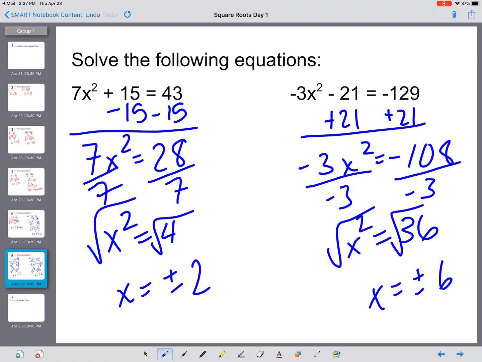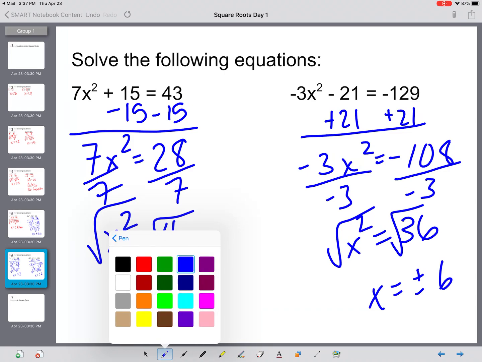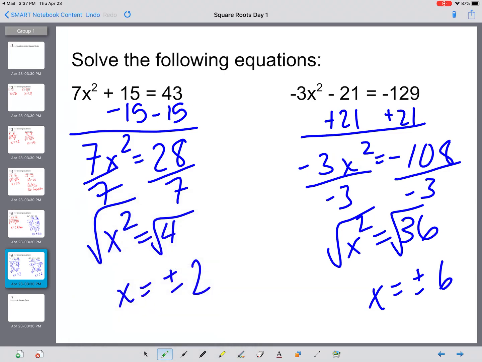Plus or minus 6. Now one thing I should mention here, I've been writing this as plus or minus 6 because that's acceptable. That's what we do. But if you did write your answer as x equals 6, x equals negative 6, that's totally legit too. Okay?